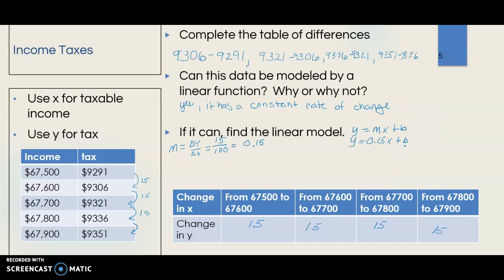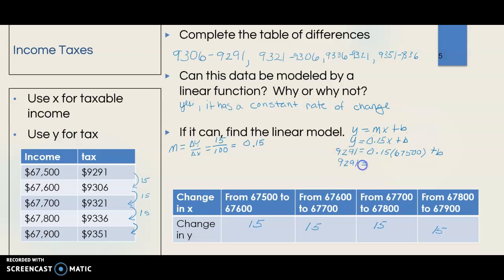So in order to figure out a value for b, I need to plug in numbers for x and y, and I can truly use any ordered pair from off of this original table of data. So I'm going to use the first one, and it said x was the income, so that's what I'm going to fill in for the x values. So 0.15 times 67,500, and plus b, that's what I'm solving for. And my y value there was 9291. So then I have to do the math.